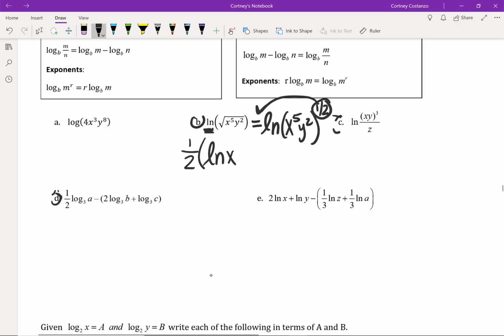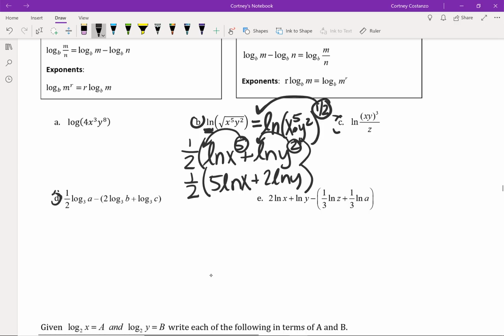Natural log of x to the 5th. And because these are being multiplied in here, we know we can separate those with a plus sign, so natural log of y squared. And then again, I have exponents that have to become coefficients. Same thing with this 2, has to pop out front. So 1/2 parentheses 5 natural log of x plus 2 natural log of y. And that would be as expanded as you can. If you really wanted to distribute that 1/2 out, you could. You do not have to though.